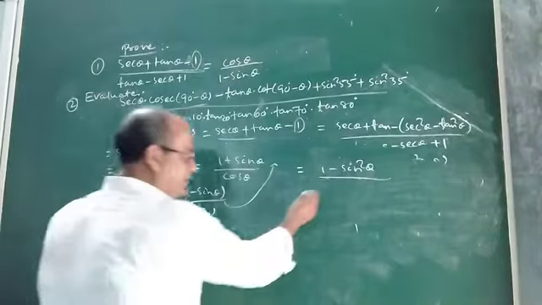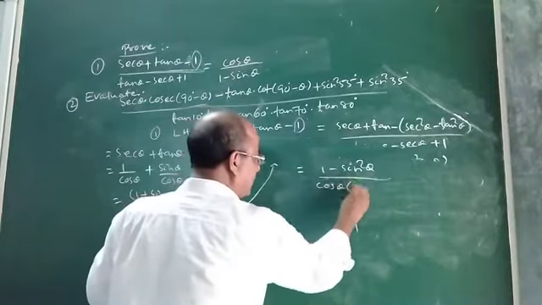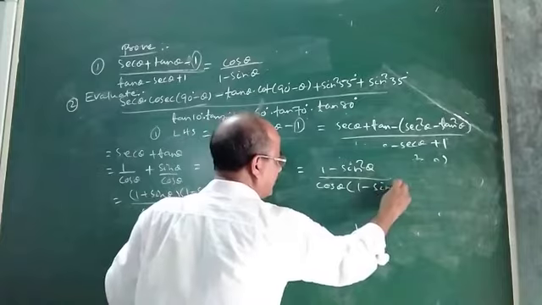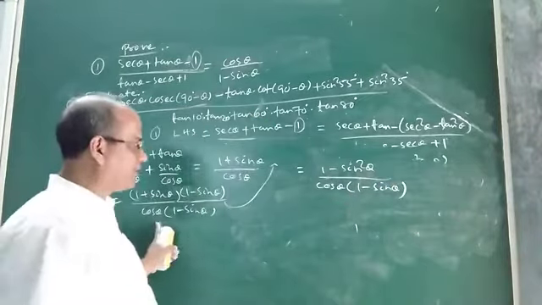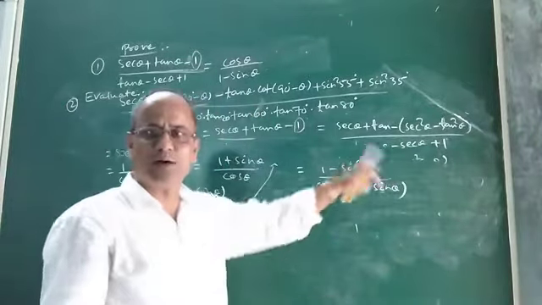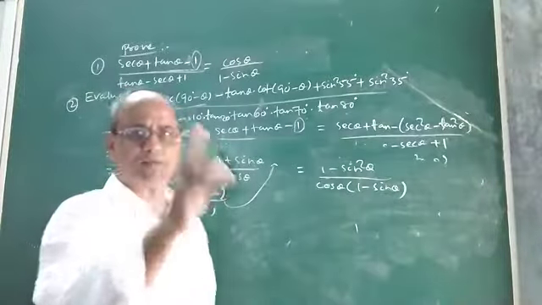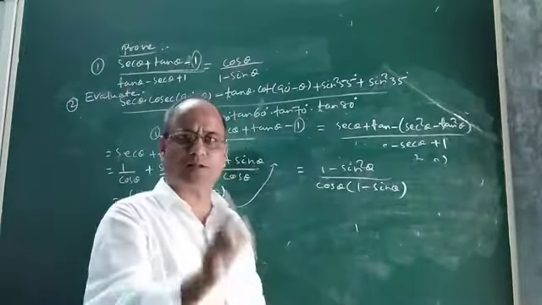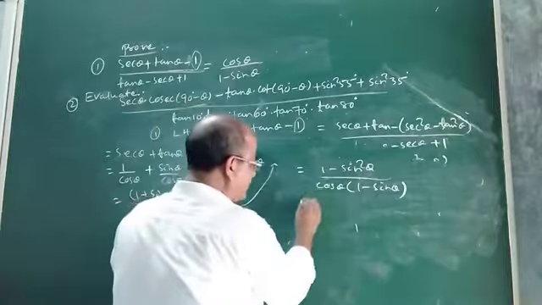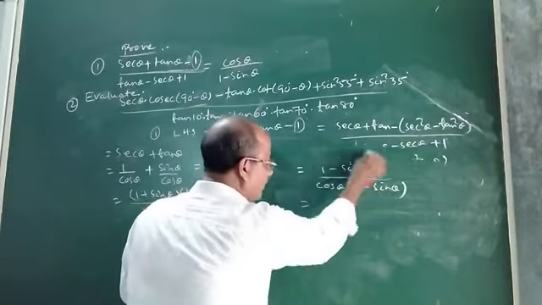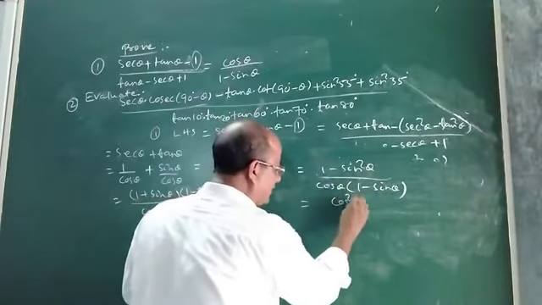And let the denominator be kept constant. It is cos theta into 1 minus sin theta. Now what is the formula for 1 minus sin square theta? Sin square theta plus cos square theta is 1. So 1 minus sin square theta will be cos square theta. So substituting the value of 1 minus sin square theta as cos square theta, you see.